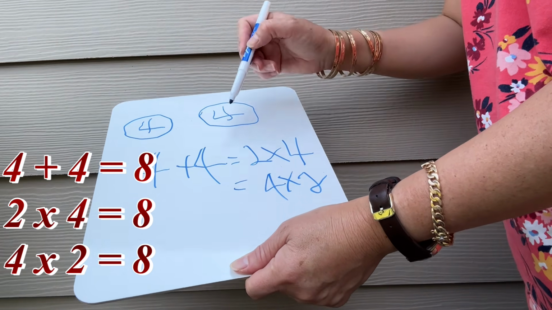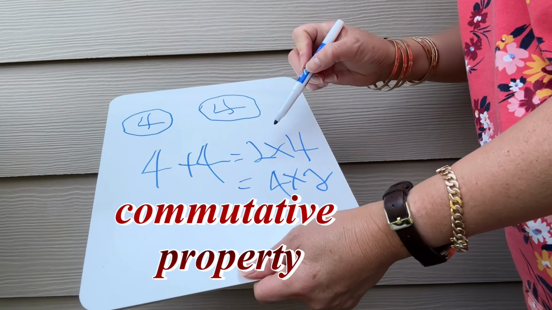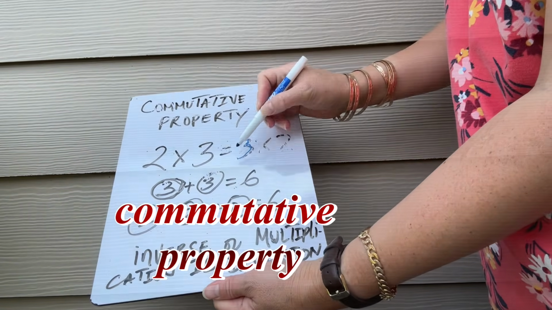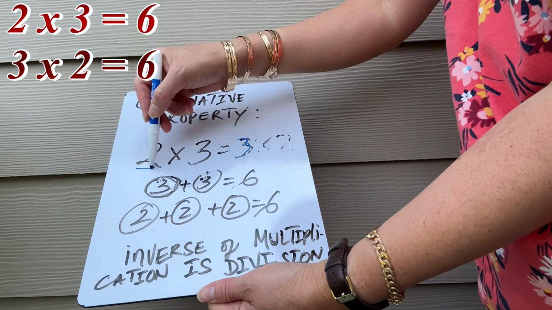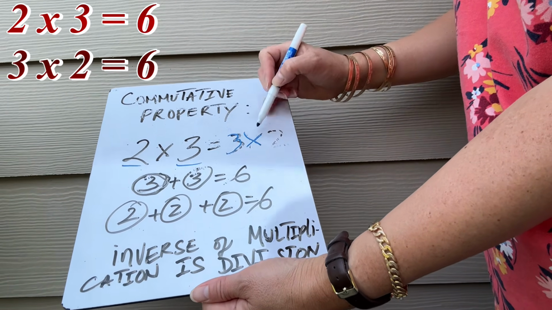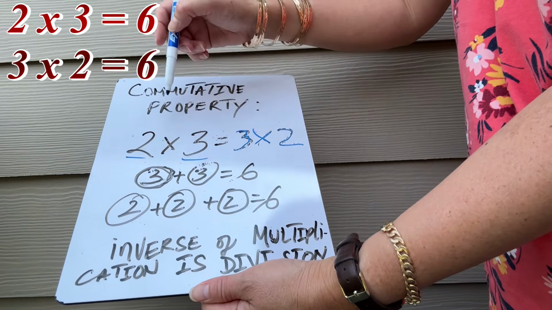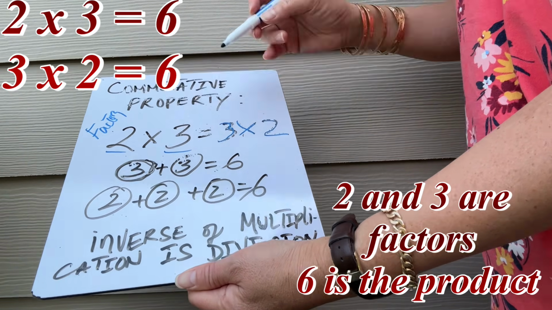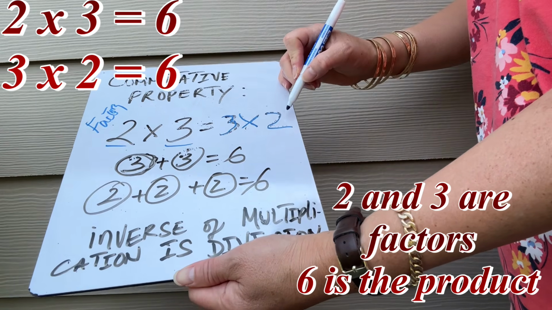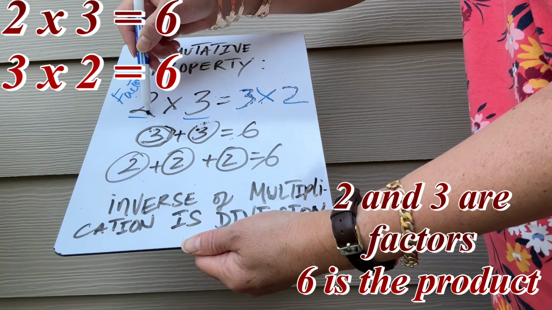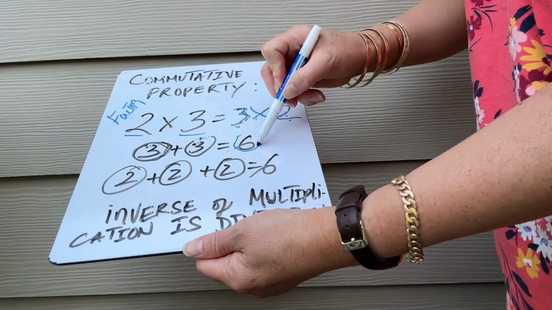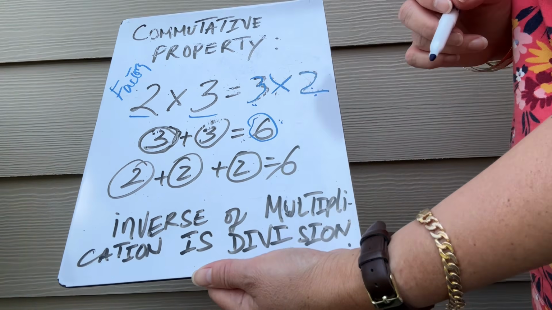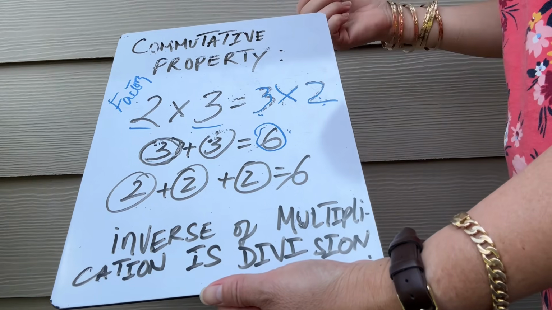This is called the commutative property. The commutative property says that when you change the order of the numbers that you multiply together, the numbers that you multiply together are called factors, okay? Factors. And the answer is called the product, okay? When you change the order of the factors, the product, which is the answer, does not change, okay? That is called the commutative property of multiplication, okay?